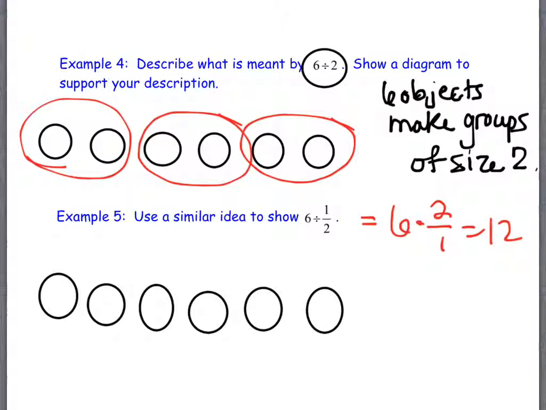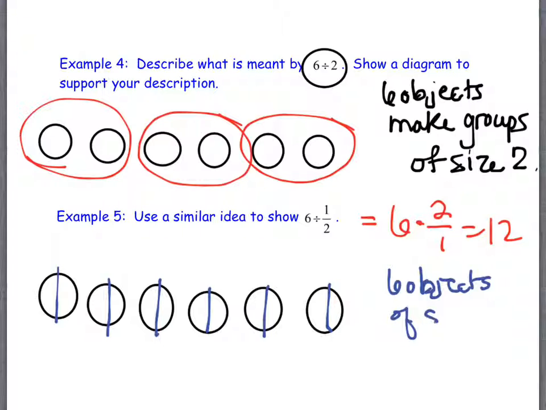Okay, so I can actually take this idea and I can make them into sizes of 1/2. Now I know that sort of looks like I divided each of them by 2, and in essence I did, but not from that perspective. I did not divide by 2. I divided by 1/2. I divided by 1/2 by making each of them size 1/2. So now I have 6 objects of size 1/2.